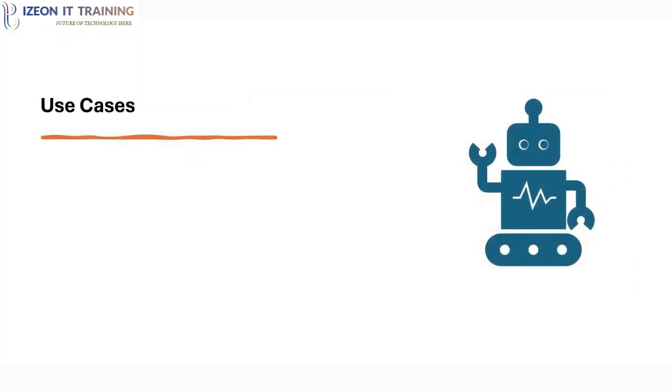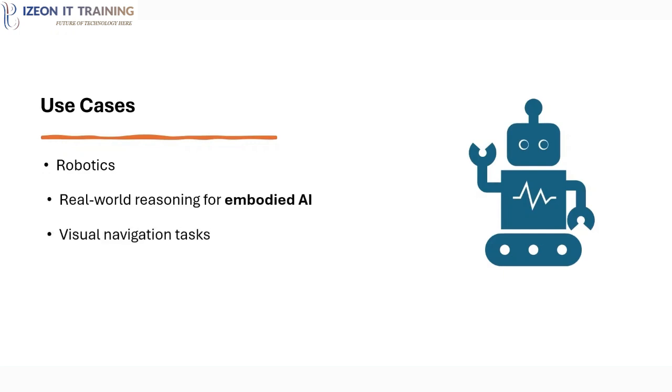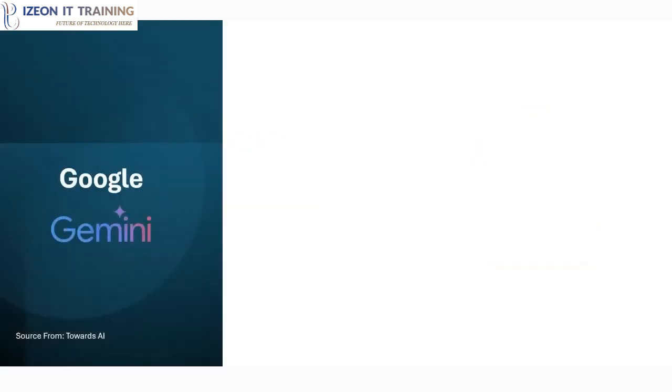So here are the use cases. It is used in robotics, like pick up the red apple on the table. Next, it is used in real-world reasoning for embodied AI. Then, it is also used in visual navigation tasks. And the next multimodal model is Google Gemini.